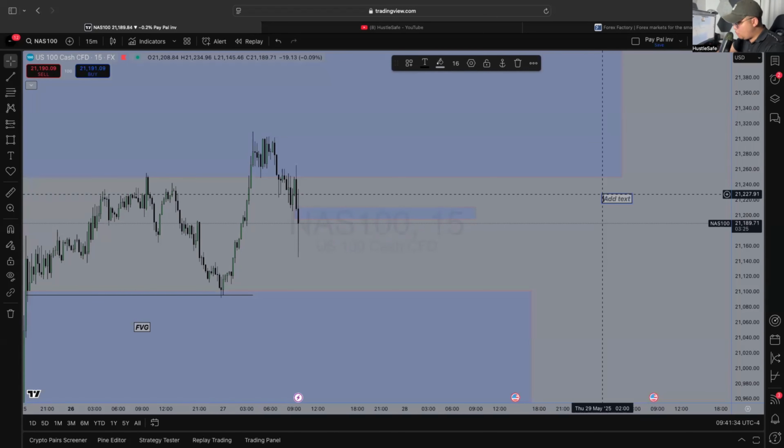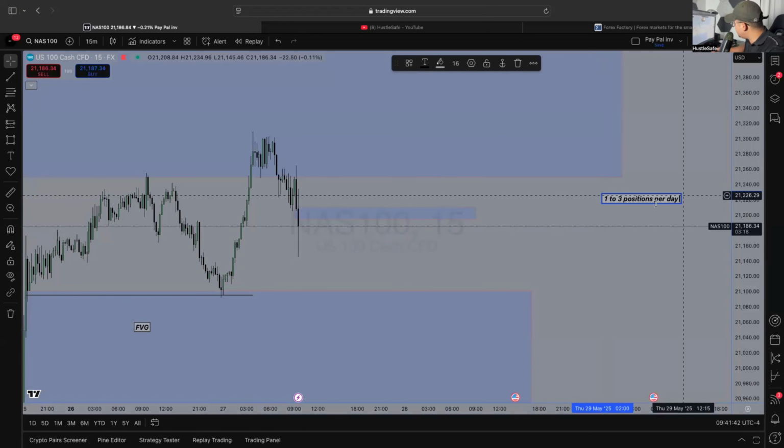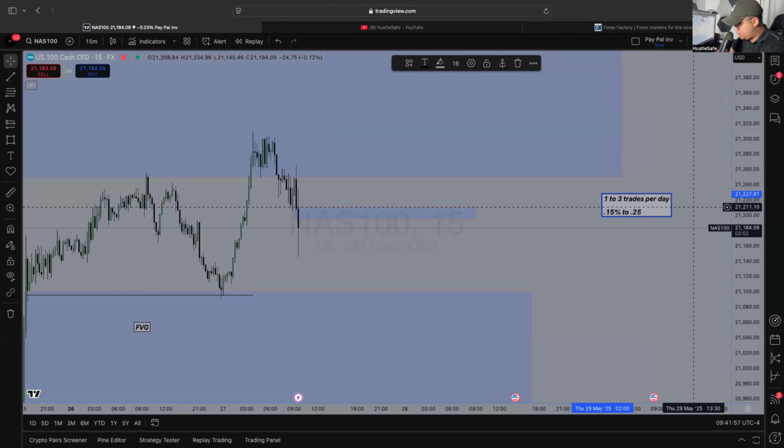I have a maximum of 1, 2, 3 positions per day. When I say per day, I mean trades. I'm going to write trades, opportunities, instead of positions, so I keep it simple. We risk from 0.15% to 0.25% on the entries. That means that, let's say today is a red day, you're not even risking 1% in one trading day.